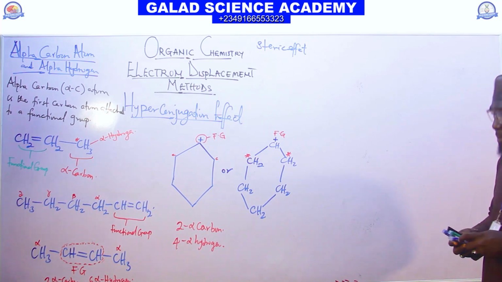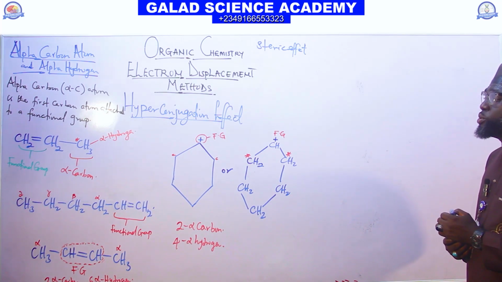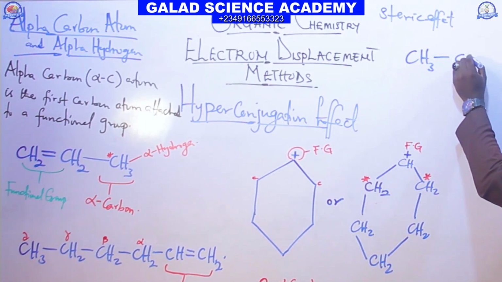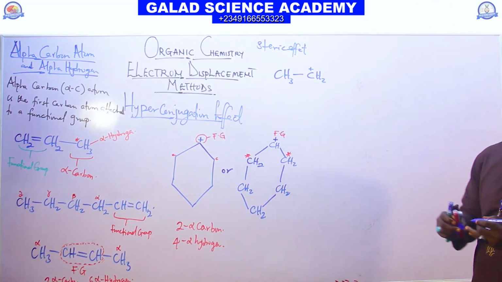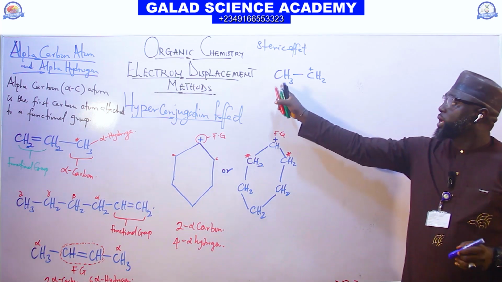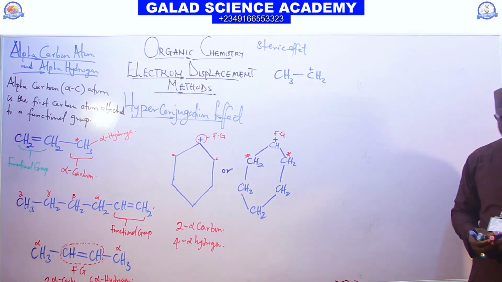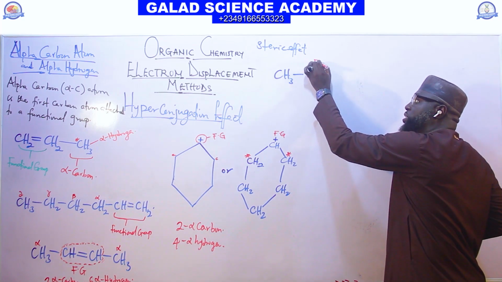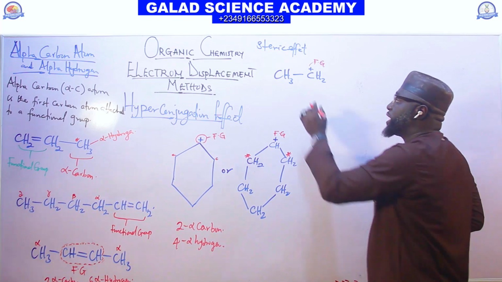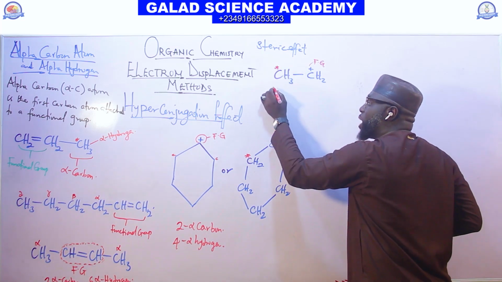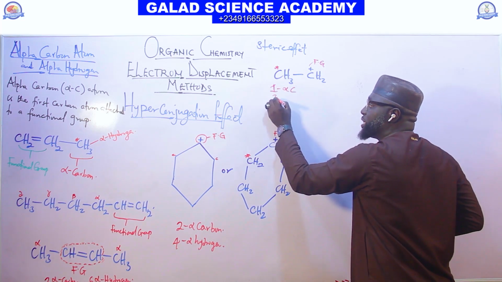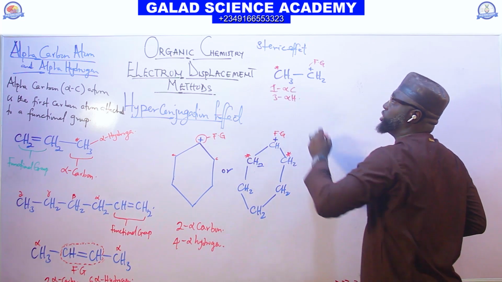Let me add more examples. In the compound CH3, good, CH2 plus, how many alpha carbon and how many alpha hydrogen? This carbon ion here is the functional group. So the carbon that is attached to it is alpha carbon. Here we have one alpha carbon and three alpha hydrogen.